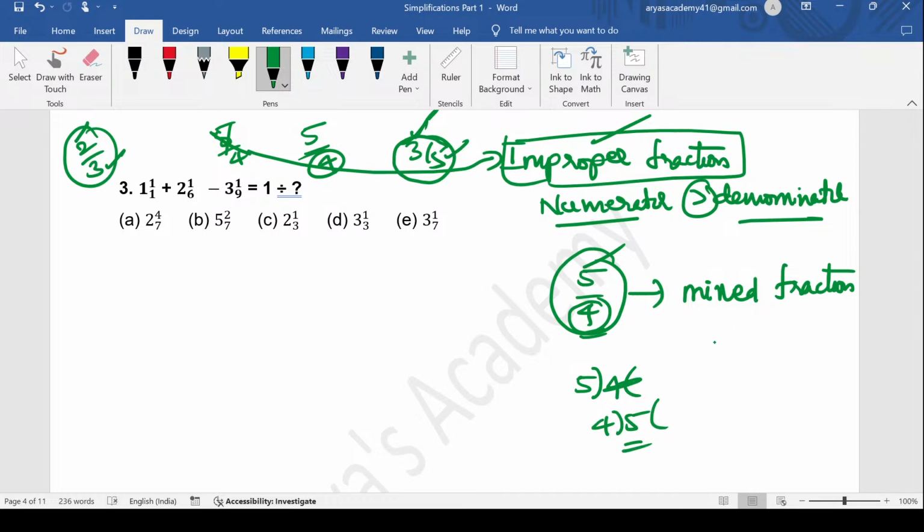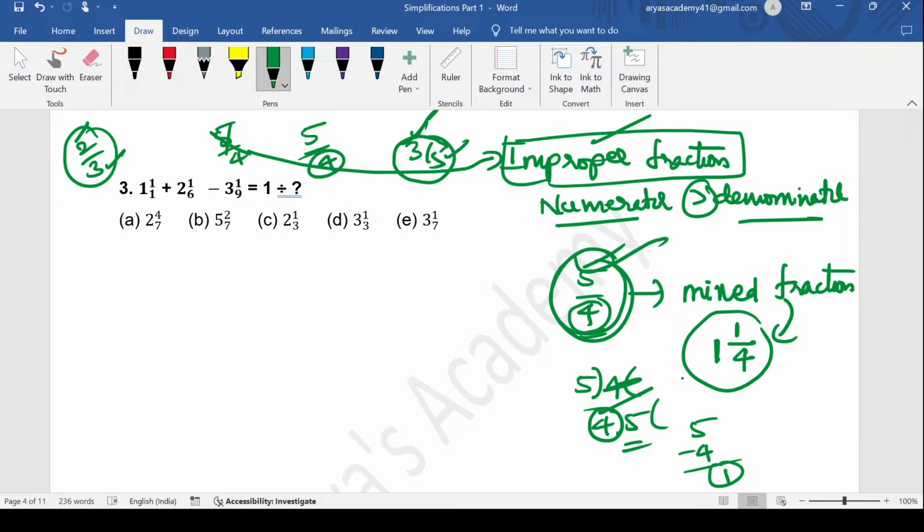If you divide 5 by 4, 4 will go only one time in 5. So 4 ones are 4. If you subtract 4, what is the remainder? 1. Whatever is the remainder will be written in the numerator, and the divisor, which in this case is 4, has to be written in the denominator. This is called a mixed fraction. So 5 by 4 becomes 1 and 1 by 4.